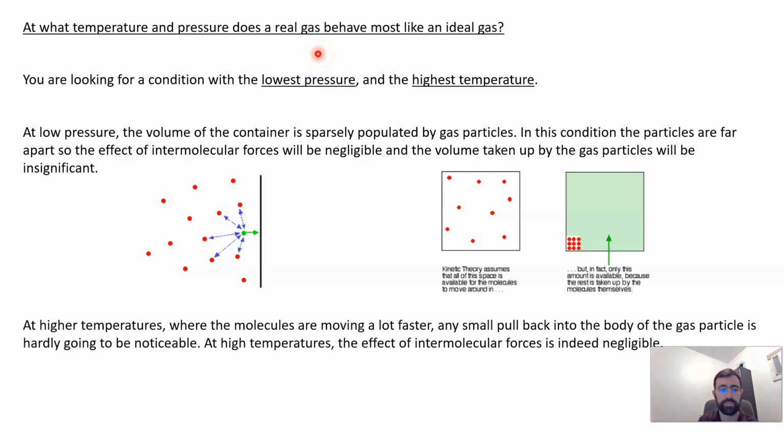That's important. At high temperatures, so low pressure, high temperature. At a higher temperature, where the molecules are moving a lot faster, any small pull back into the body, so we're talking about the image on the left now, any small attraction by the intermolecular forces by the other molecules in the gas is going to be negligible. Any small pullback of the particle is not going to be noticeable. In high temperature, the effect of intermolecular forces is negligible.